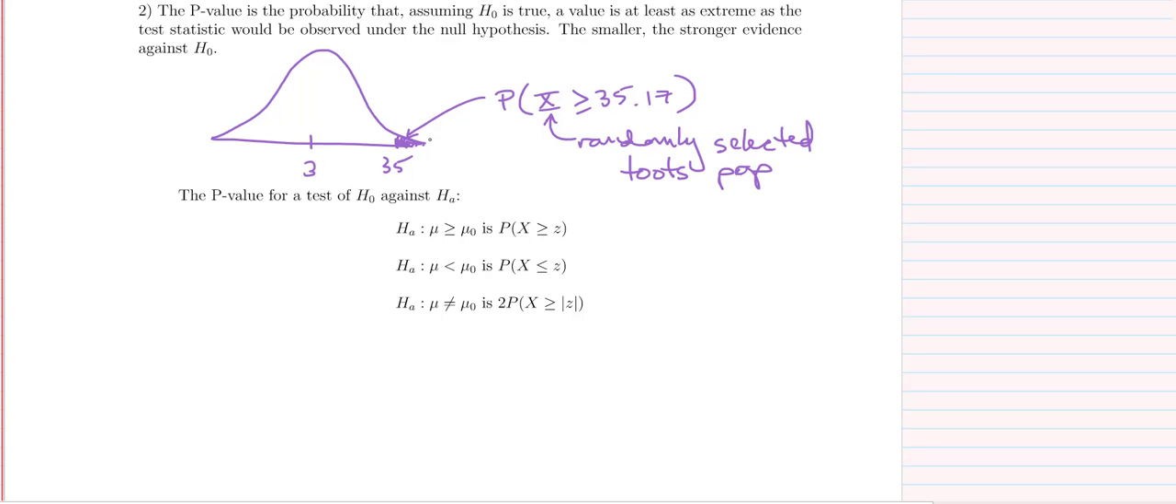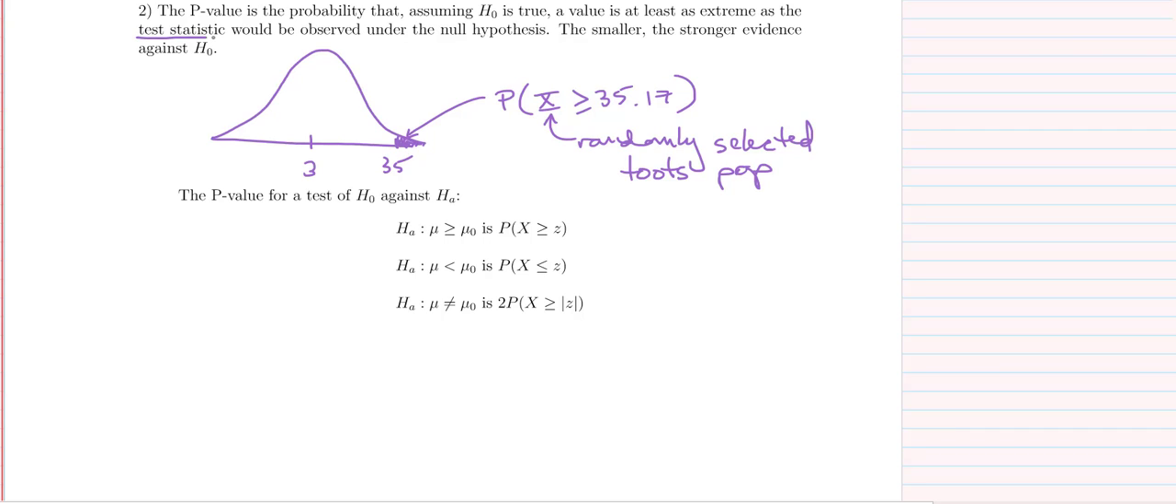Okay, and because this area under the curve is associated with values 35 or greater, we could say that the area under the curve is the probability that a randomly selected Tootsie Roll Pop takes more than or equal to 35.17 licks. All right, and so this is saying the p-value is the probability that a value is at least as extreme as the test statistic would be observed under the null hypothesis. So this is the null distribution. This is the probability that a value, so x, is at least as extreme as this value you observed.